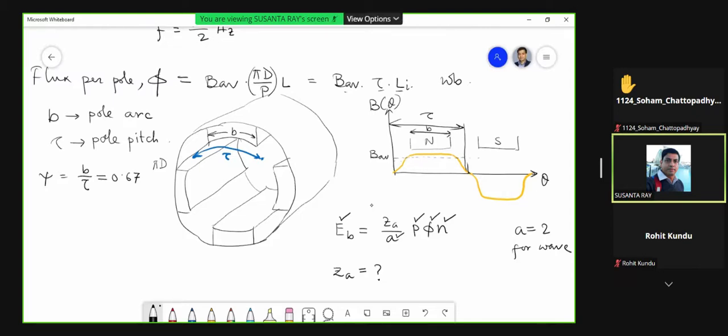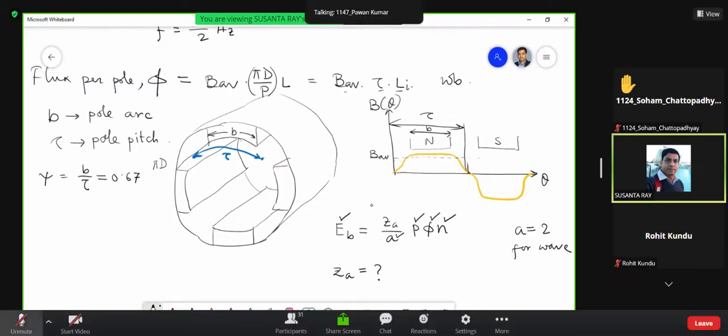Sir, if I'm getting the ratio of slots divided by pole divided by 2 as an integer, then I will go with the lap winding. The slots per pole, if that's coming as an integer, then you have to put the lap winding only. Yes. And for that, the number of parallel paths I will take as the number of poles. Okay.